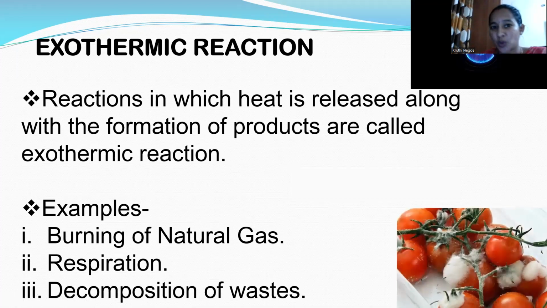Here you can see a tomato, which is the costliest right now. This tomato is decomposing, decaying. During this decaying process, it will definitely release heat, hence it is called an exothermic reaction. Let's move further.